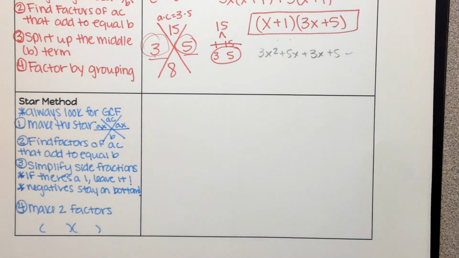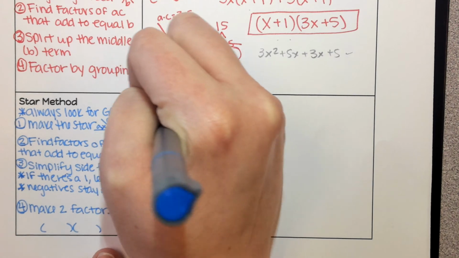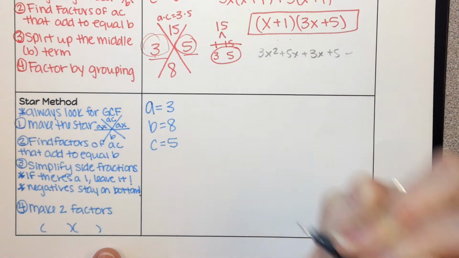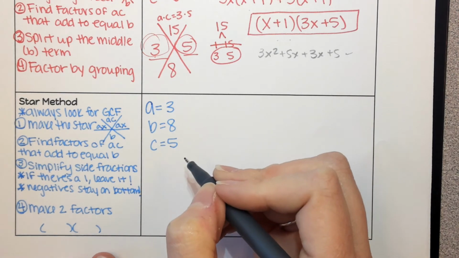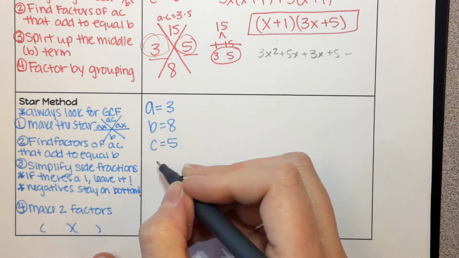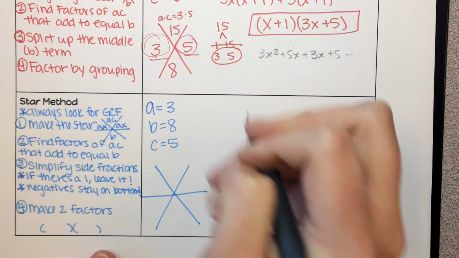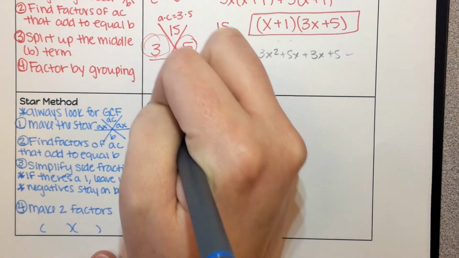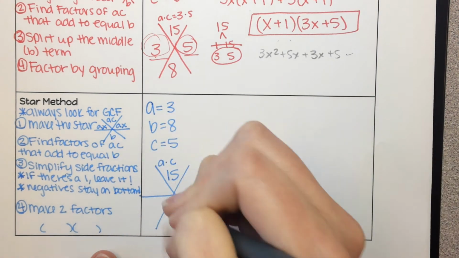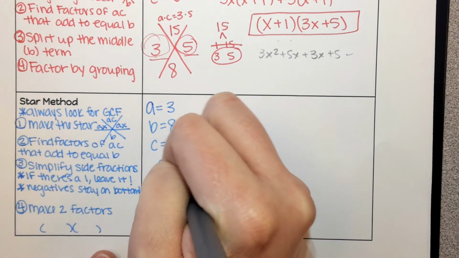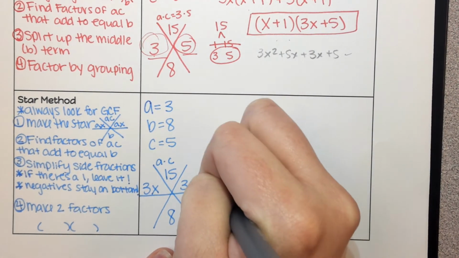Then make 2 factors. So again, we're going to say that A is 3, B is 8, and C is 5. I know that there's not a GCF. That's why I skipped it here. But if you have a GCF, make sure you pull that out first. All right, so make the star. The top is A times C. So 3 times 5 is 15. 8 is B. And we put AX on each side. So 3X and 3X.